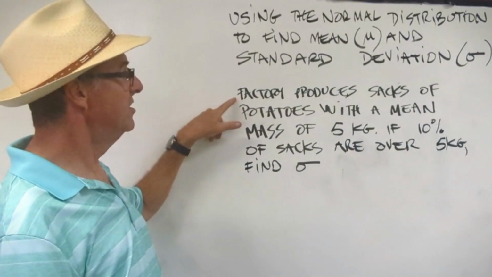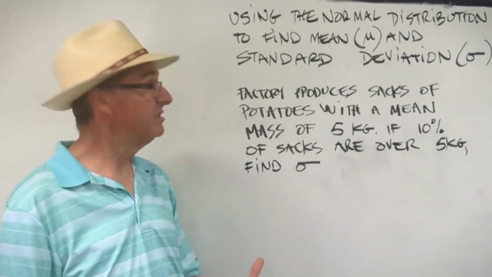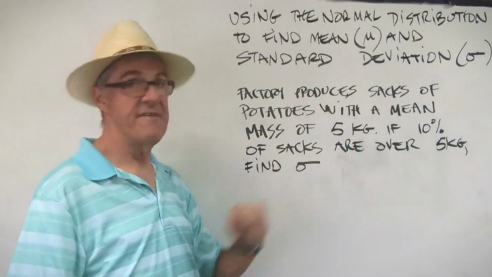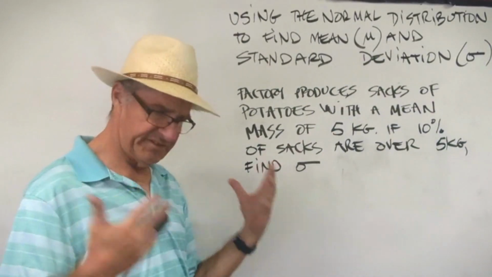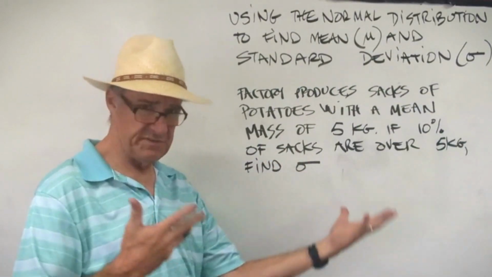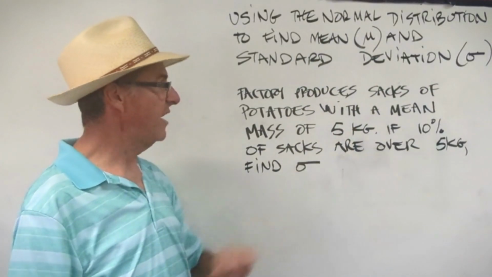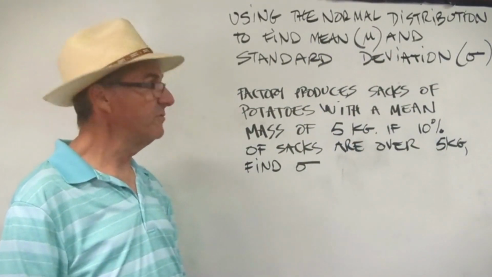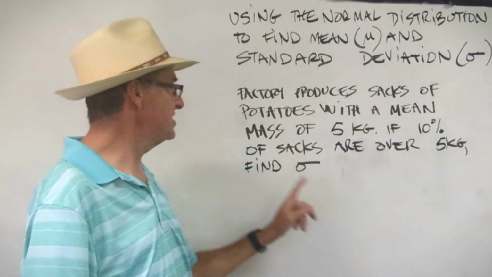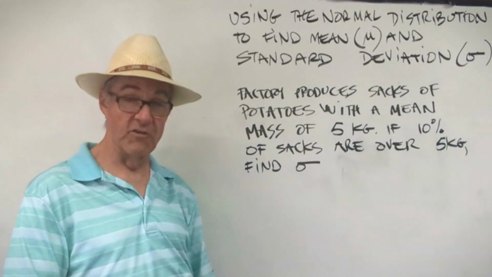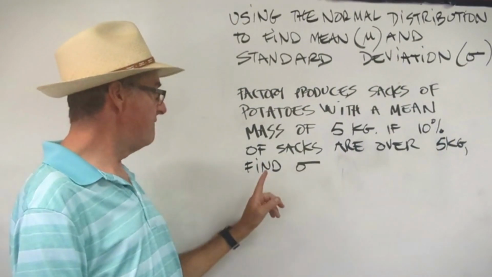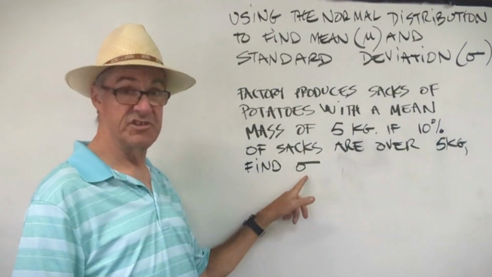The factory produces sacks of potatoes with a mean mass of 5 kilograms. So they make these sacks of potatoes that have a bunch of potatoes in them, and the mean of the weight is 5 kilograms. Now, here's the information you're given. If 10% of sacks are over 5.2 kilograms, find the standard deviation.